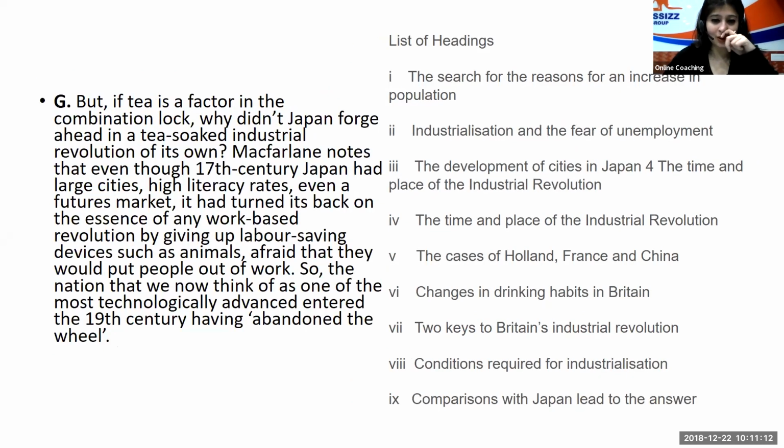Okay, let's do the next one. I'll give you again some time. I'll give you a few minutes for this. I want to read this paragraph out to you.